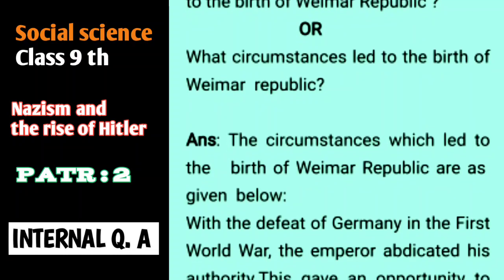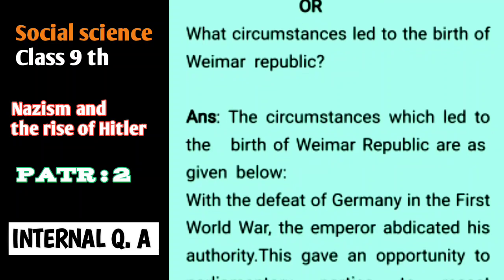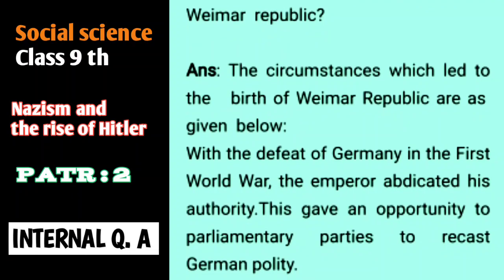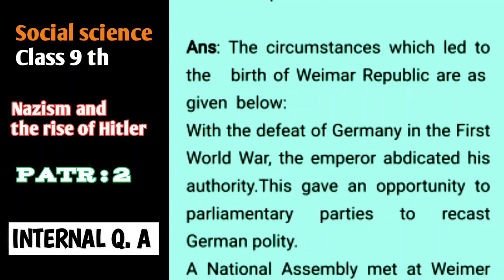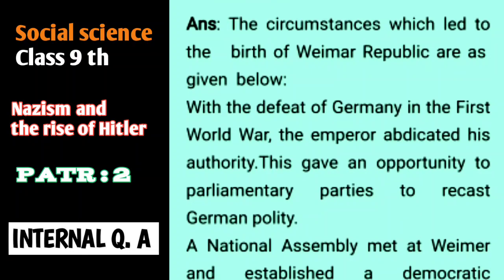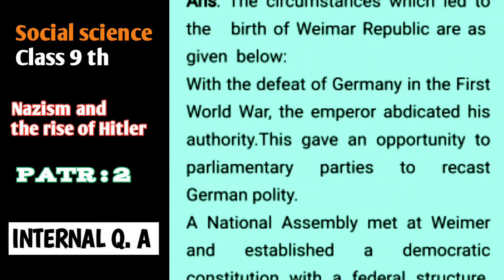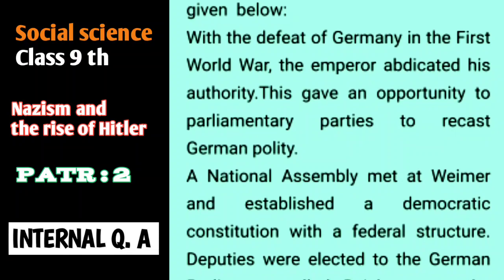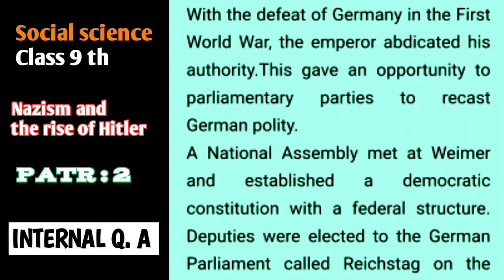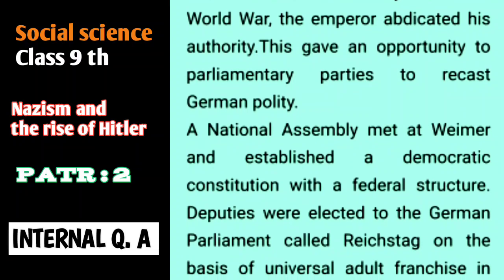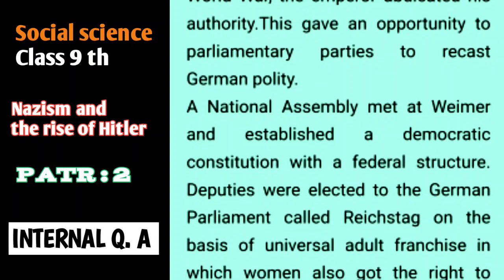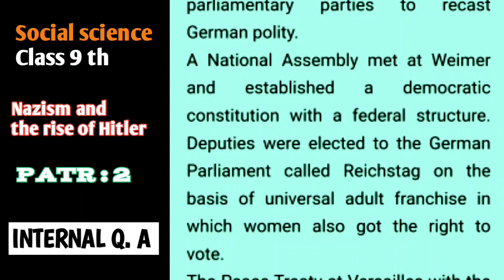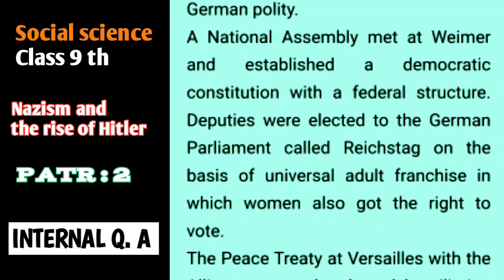Your answer should be like this. The circumstances which led to the birth of Weimar Republic are as given below. With the defeat of Germany in the First World War, the Emperor abdicated his authority. This gave an opportunity to parliamentary parties to recast German polity. A National Assembly met at Weimar and established a democratic constitution with a federal structure. Deputies were elected to the German parliament called Reichstag on the basis of universal adult franchise, in which women also got the right to vote.